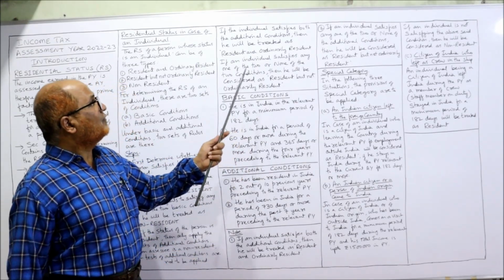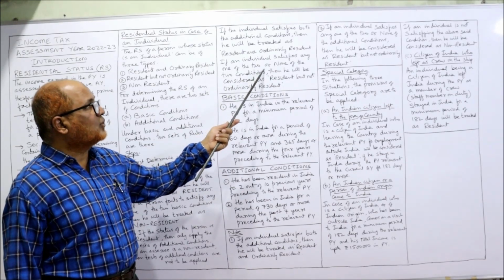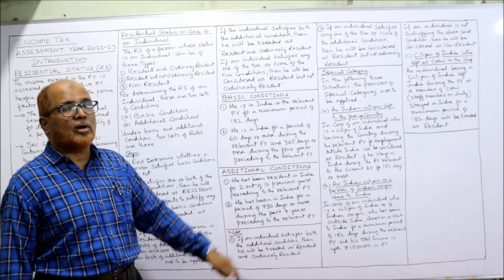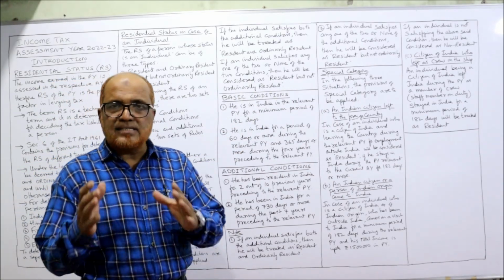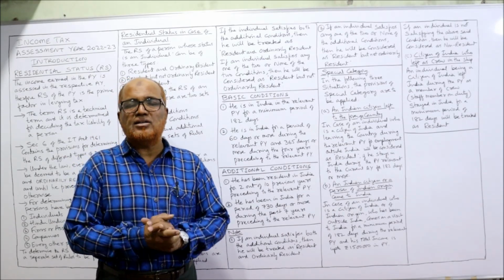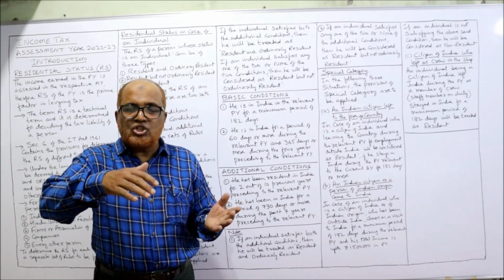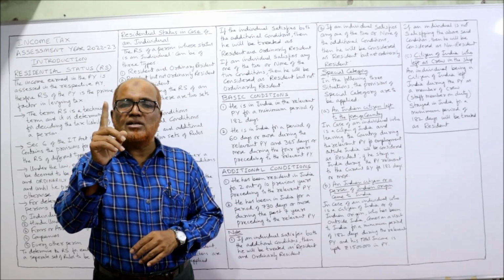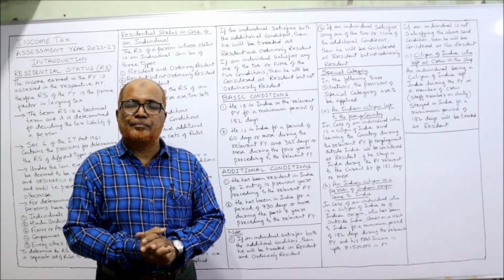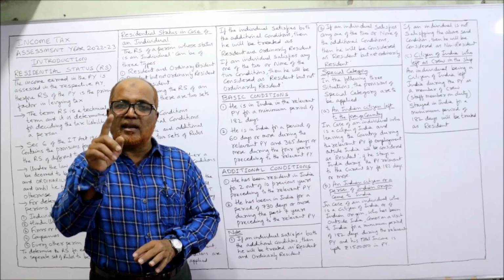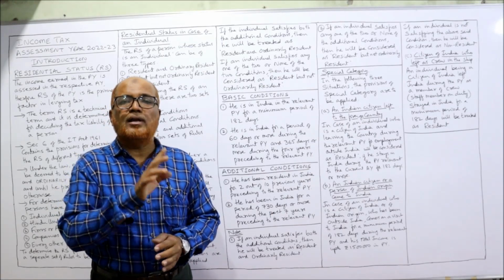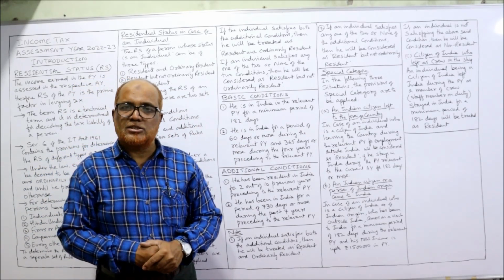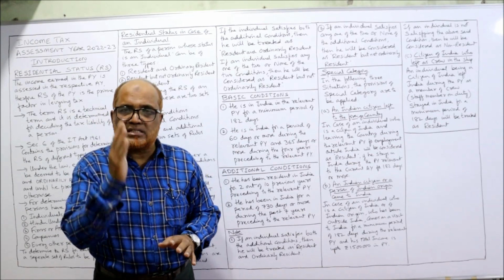Now secondly, if an individual satisfies any one of the two or none of the two conditions, then he will be considered as a resident but not ordinarily resident. See, if an individual satisfies the basic condition, he is a resident. Now we are checking the additional conditions. He satisfies any one of the additional conditions or none of the additional conditions. Then we treat that person as a resident but not ordinarily resident because he cannot satisfy both the additional conditions. Both the additional conditions must be satisfied.